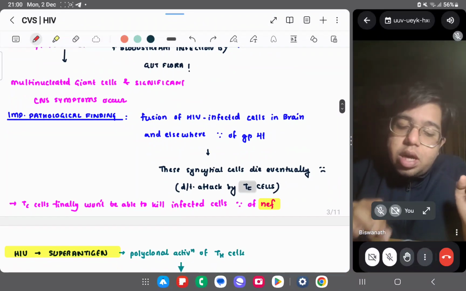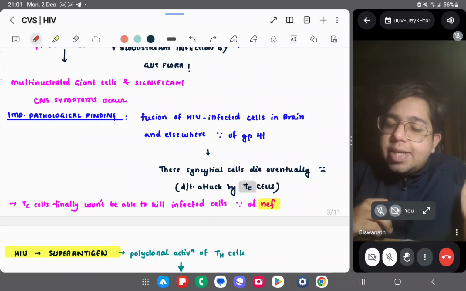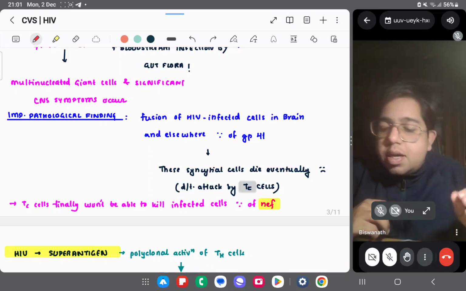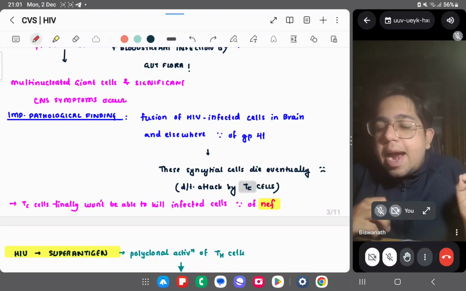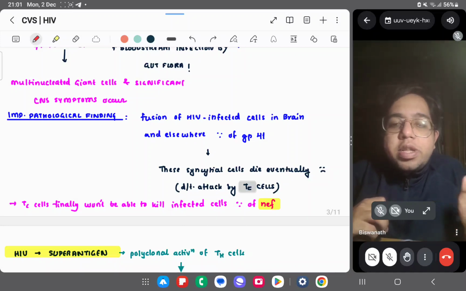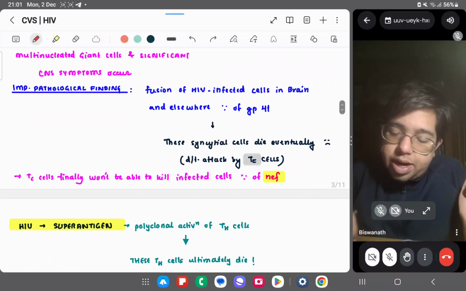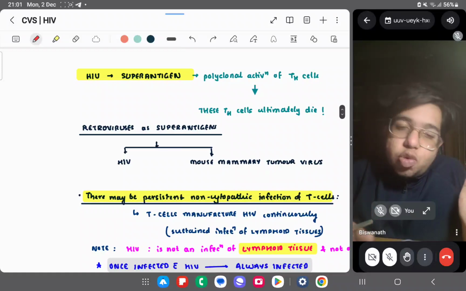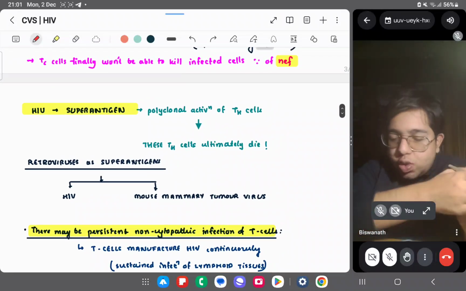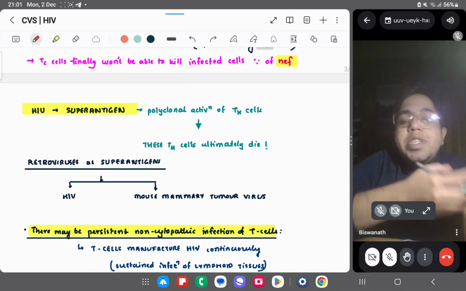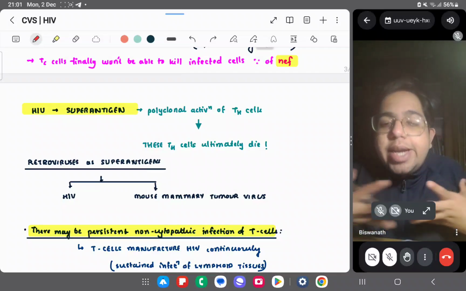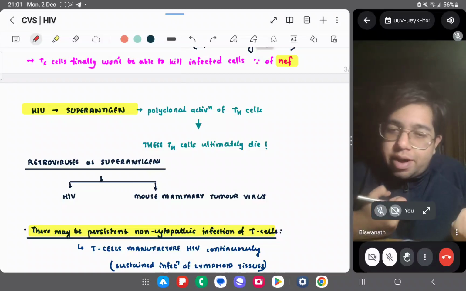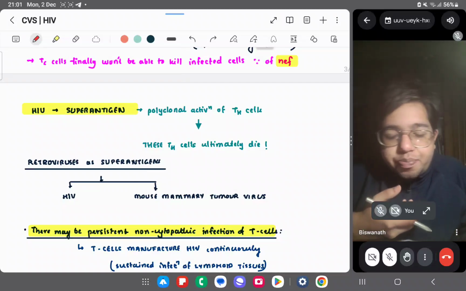Okay, so fusion of HIV infected cells in the brain and elsewhere occurs because of GP41. This causes the formation of syncytial cells, and the syncytial cells are attacked by the TC, the cytotoxic T cells, and are killed, right? Okay. So HIV is a superantigen. What is a superantigen? Superantigens are those antigens which cause the polyclonal activation of T cells. Polyclonal activation means many T cells will get activated. Okay, and ultimately these T cells are going to suffer, right? Because they are polyclonally activated ones.